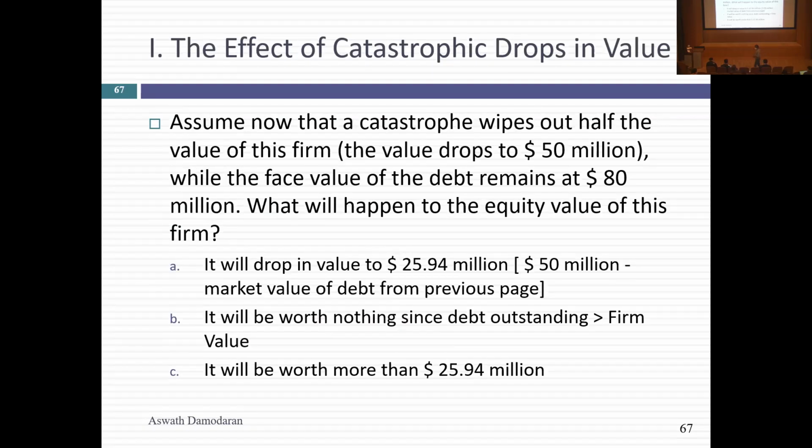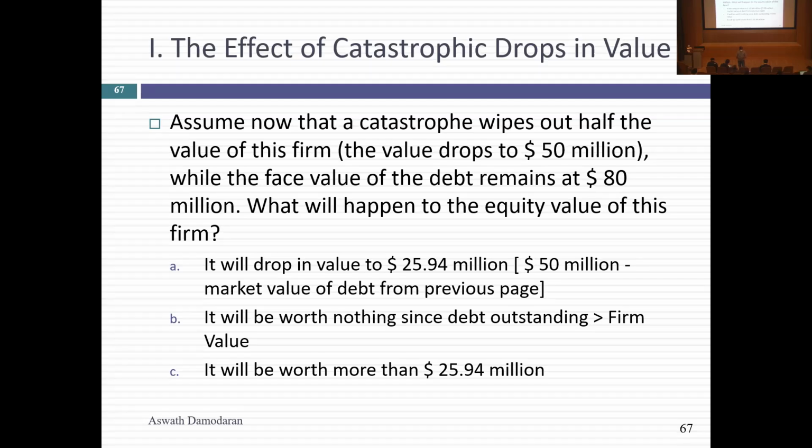Tomorrow you wake up to some catastrophic news. Half your company has disappeared. Don't ask me how. You have two factories, one in Florida, one in California. Take your pick, hurricane or earthquake, but pick just one. Half the company has disappeared, no insurance. The value of the firm has gone from 100 to 50 million.